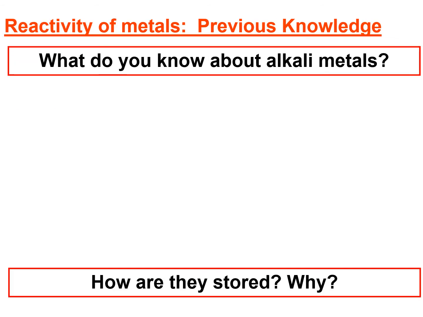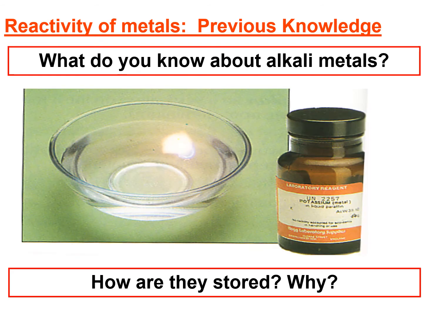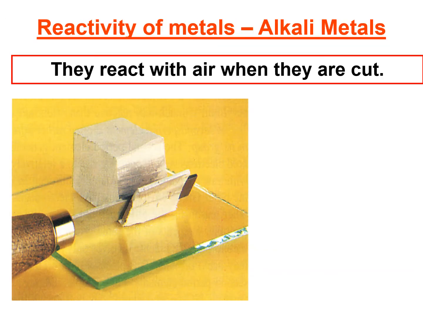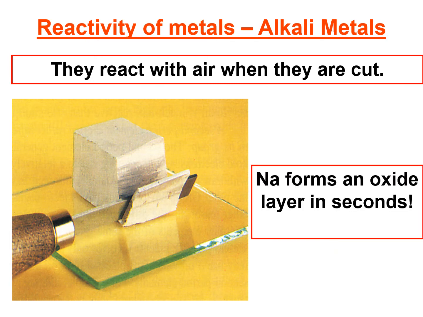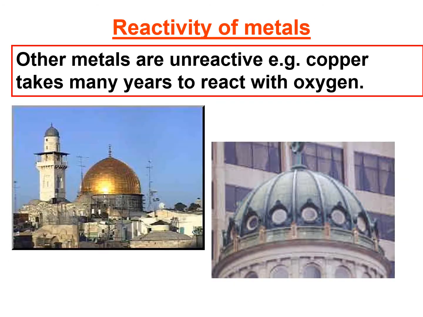And so we think about group 1, we think about alkali metals. We know that they are very reactive. How they're stored, can we remember? They're stored under oil, because they're so reactive they can react with the oxygen in the air. So if you cut through an alkali metal such as sodium, you'll see the surface starting to dull in seconds, and it's because the sodium straight away is reacting with the oxygen in the air.